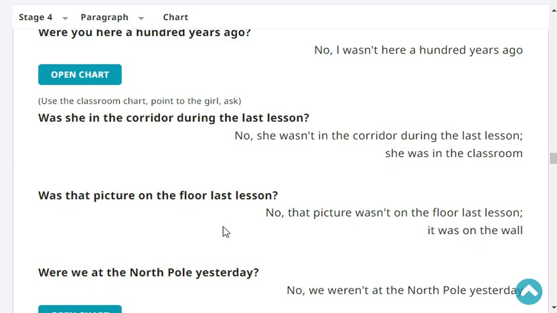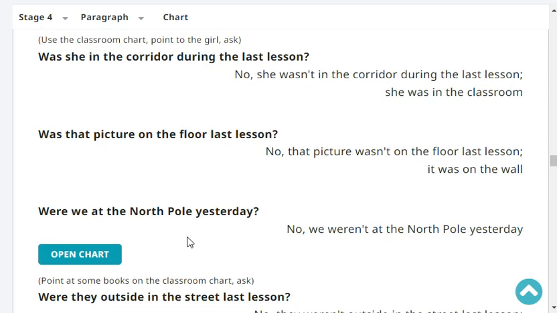Okay, next. Was she in the corridor during the last lesson? No, she wasn't in the corridor during the last lesson. She was in the classroom. Okay, was that picture on the floor last lesson? No, that picture wasn't on the floor last lesson. It's on the wall.